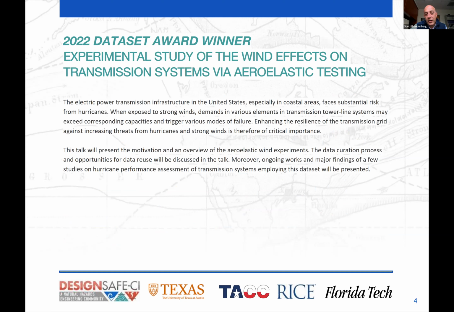This is a really important area, especially in coastal areas, because our power infrastructure faces significant risk from hurricanes when exposed to strong winds. Demands in the elements in the transmission tower line systems may exceed the capacities and trigger various modes of failure. And they've done a great job with documenting some experiments at the Wall of Wind on these systems. And so I will stop my share and turn it over to them at this point.